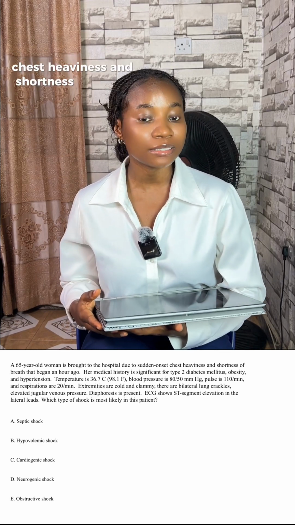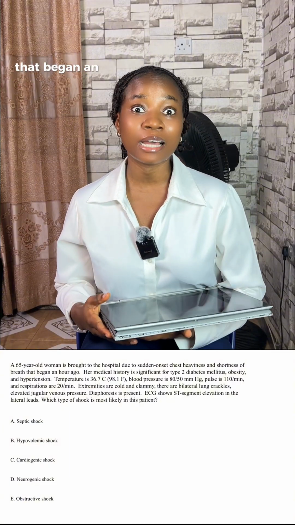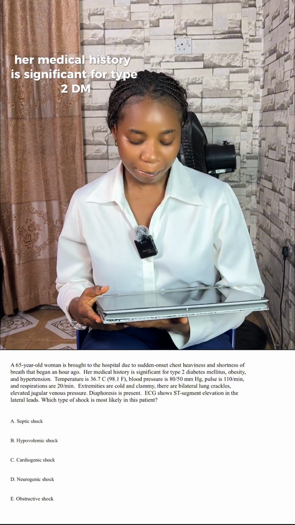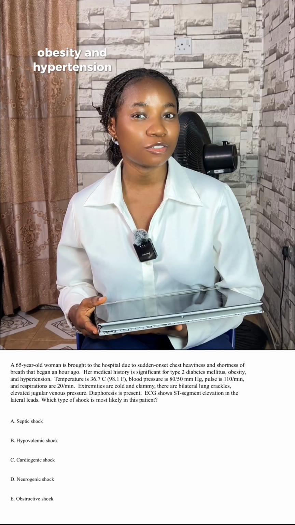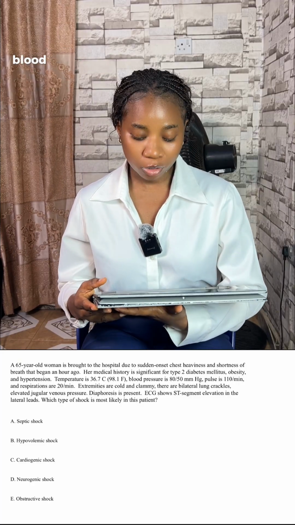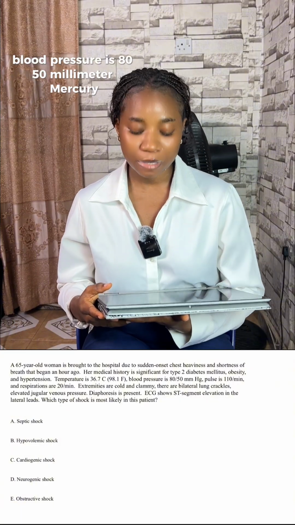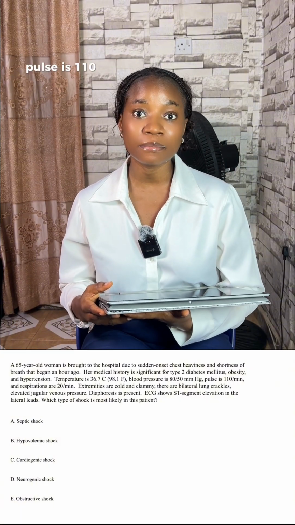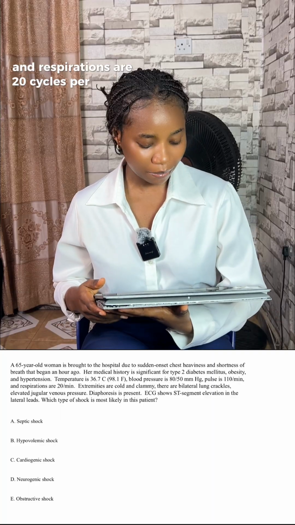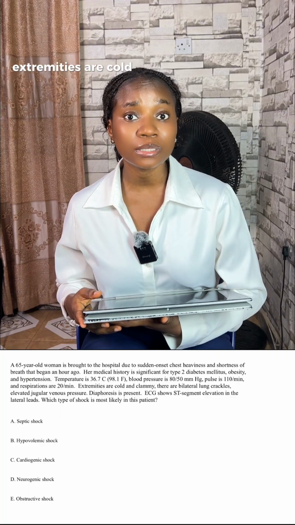A 65-year-old woman is brought to the hospital due to sudden onset chest heaviness and shortness of breath that began an hour ago. Her medical history is significant for type 2 DM, obesity, and hypertension. Temperature is 36.7 degrees Celsius. Blood pressure is 80/50 millimeters of mercury. Pulse is 110 beats per minute, and respirations are 20 cycles per minute. Extremities are cold and clammy.